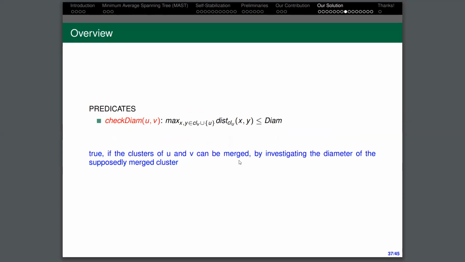The check diameter predicate here finds out if it is safe to add a node into a cluster. It checks if the diameter does not exceed its predefined bound after adding, let's say, a node U into the cluster of V.